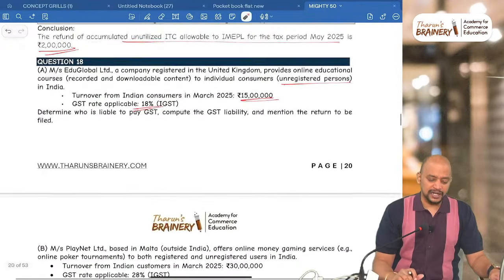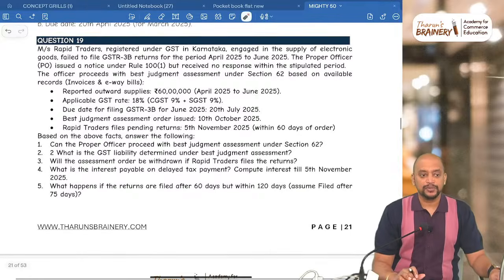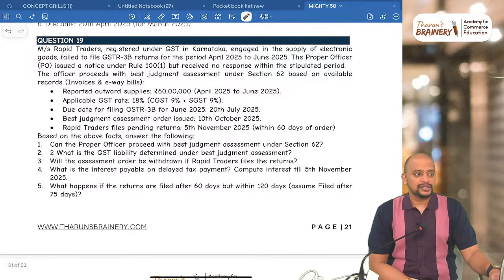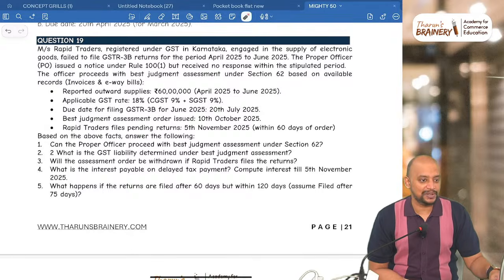Then next one. So this is related to 14 and 14A. They can make a question like this, because 14A high time. So it was amendment long back, but they did not test it. So definitely they will be connecting.